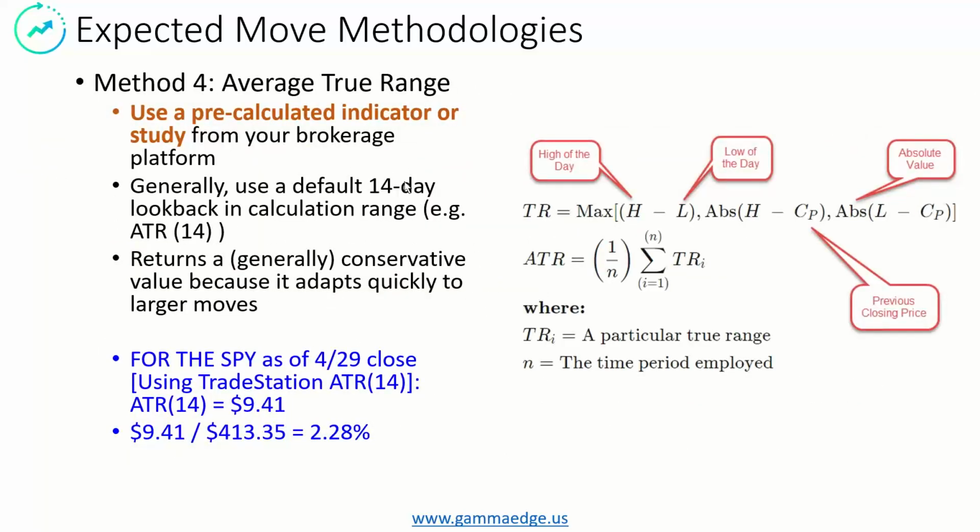A fourth method here, the final method, is to use something called the average true range. And for you math geeks, I've gone ahead and just thrown all the math over here.